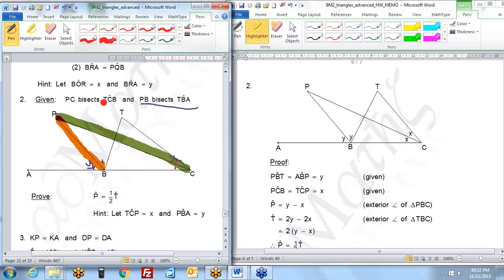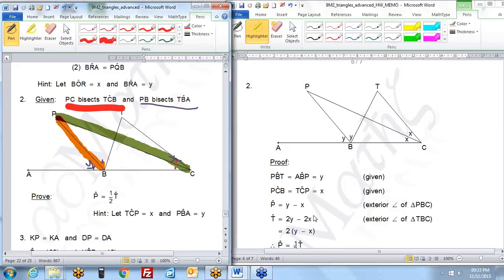And the reason there being PC bisects angle TCB. It's also given. Therefore, angle P is equal to Y minus X, the exterior angle of triangle PBC. So when we look at triangle PBC, we can say that angle P is equal to Y minus X, because that's the exterior angle of triangle PBC.